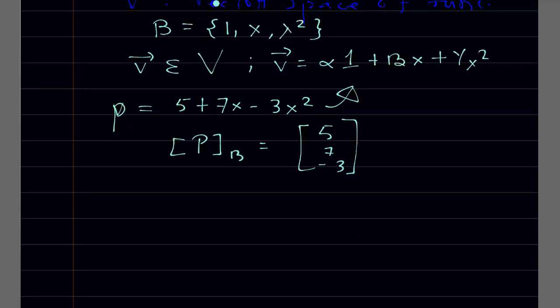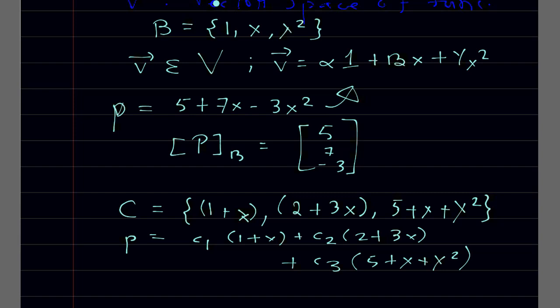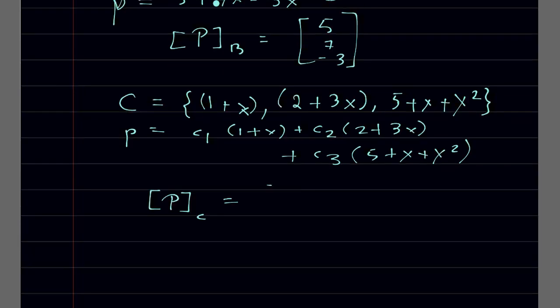So the space of functions can also take into consideration another basis, and let it be 1 plus x, the first basis, comma 2 plus 3x, second one, comma 5 plus x squared, the third one. Now I ask you, what is P in terms of this basis? How do you calculate? Multiply C1 with the first basis, multiply C2 with the second one, and multiply C3 with the third one. You know already what P is. Equate, find the coordinates C1, C2, C3. So now the function P in basis C will have the following coordinates: 40, minus 10, minus 3. It's a simple calculation that you can do.